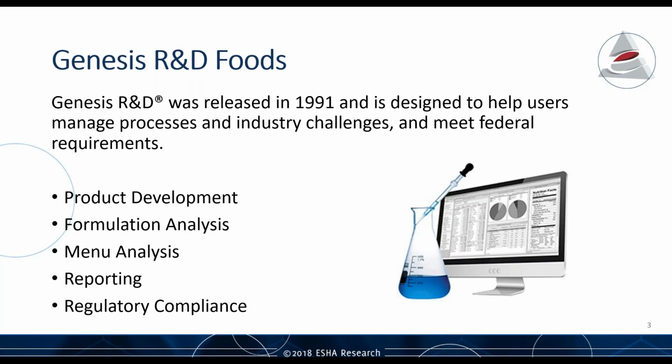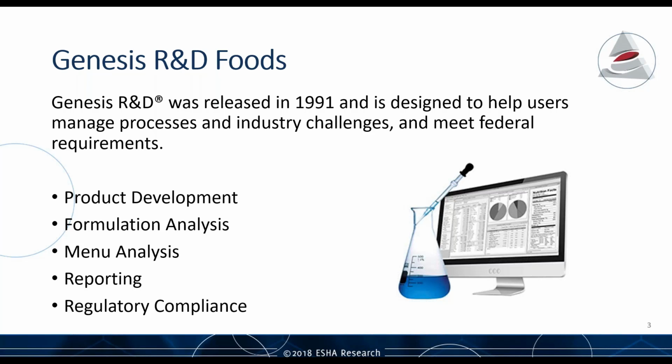Genesis R&D Foods was introduced in 1991 and is designed to help you manage industry processes and challenges and comply with federal labeling requirements. Genesis serves as a powerful tool to help you with product development, formulation and menu analysis, reporting and documentation, and regulatory compliance.